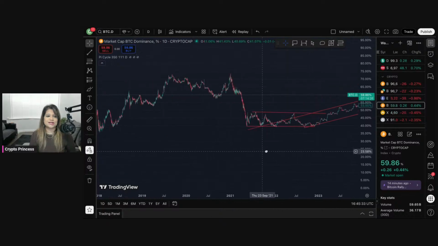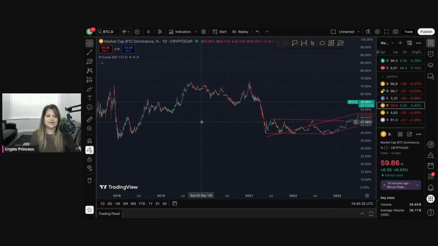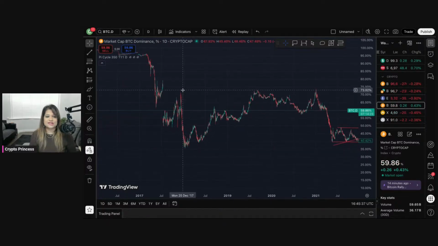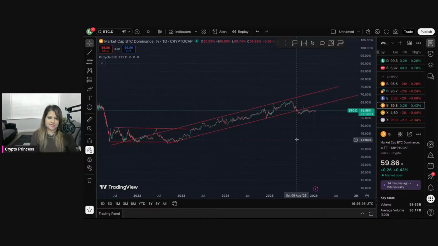You could literally see, look, here you go. That was when it rolled over in 2017, rolled over in 2021. August, September, October. Yep. That could have been it. I really hope it wasn't.